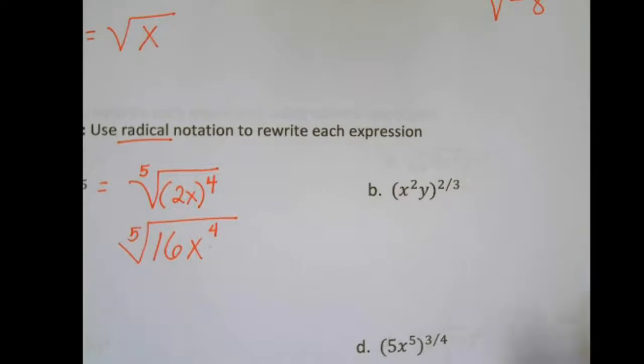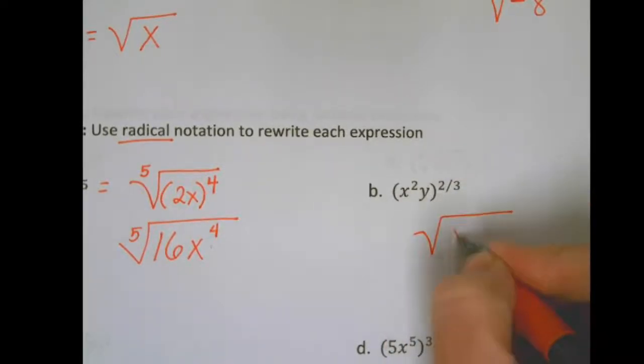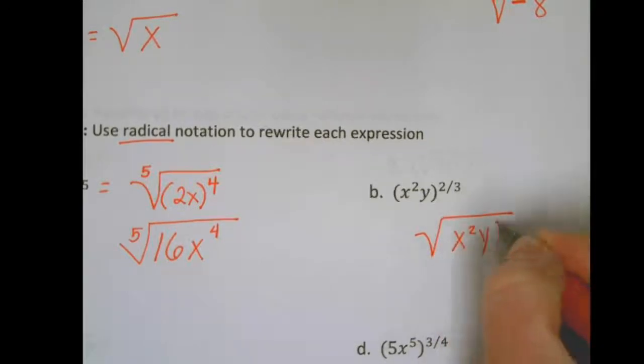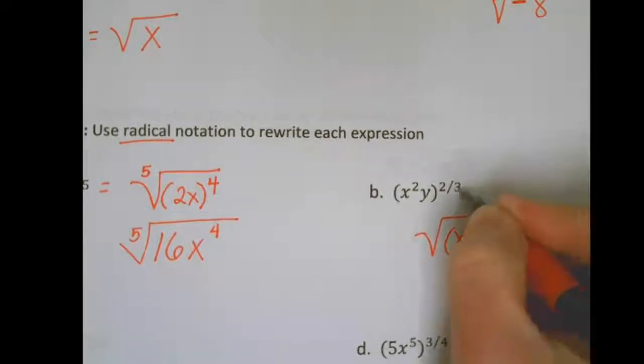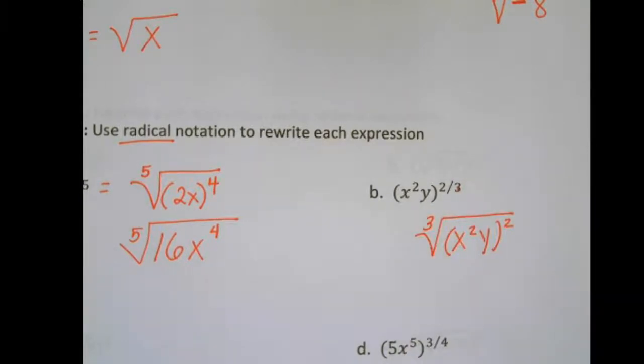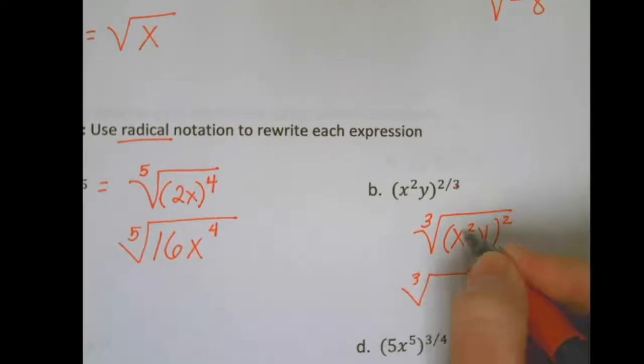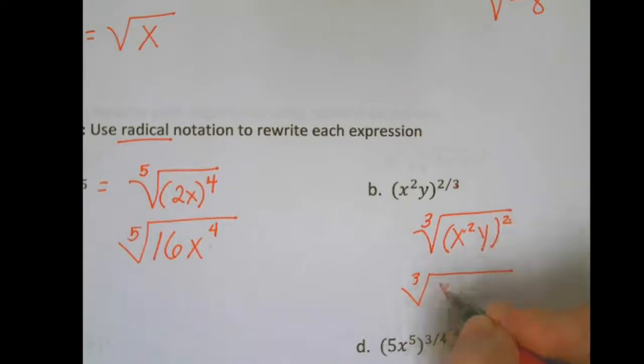This is going to be x squared, y, all of that squared, and this 3 denominator becomes the index. You can write it like that, or you can go ahead and square this out. x squared squared again is x to the 4th power, y squared. So either one of those would be correct answers.